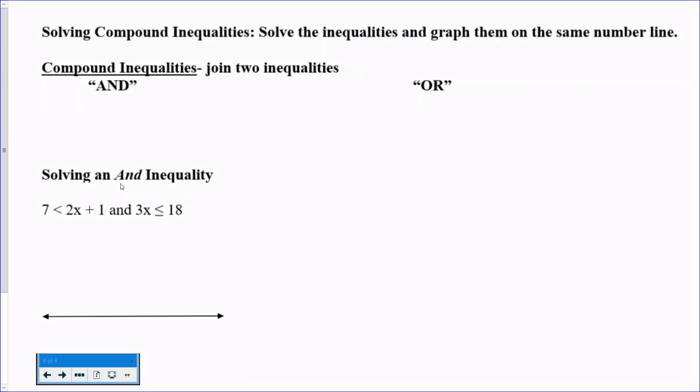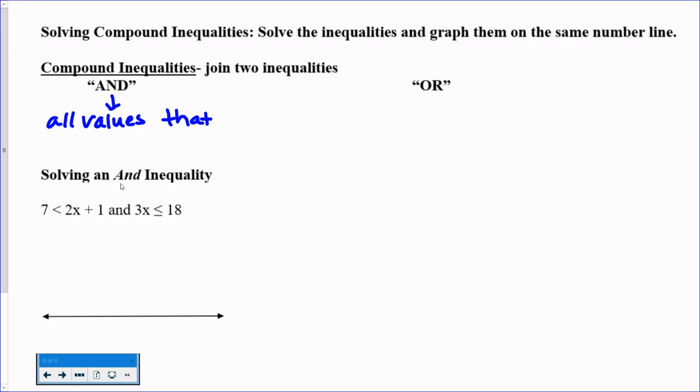All right. So moving on, if you see any compound inequalities, then you are solving more than one inequality, and then you graph those on the same number line. Now there are 2 clue words to what types of compound inequalities we will have. You will see ones that have the word and. What that means is all the values that make both of your inequalities true.